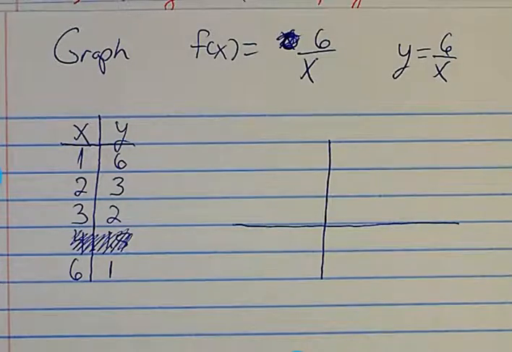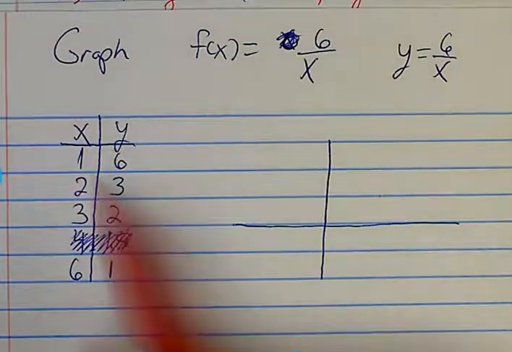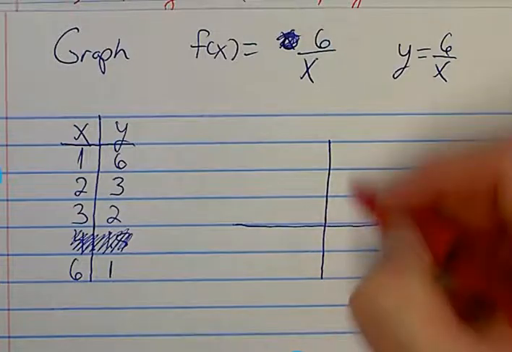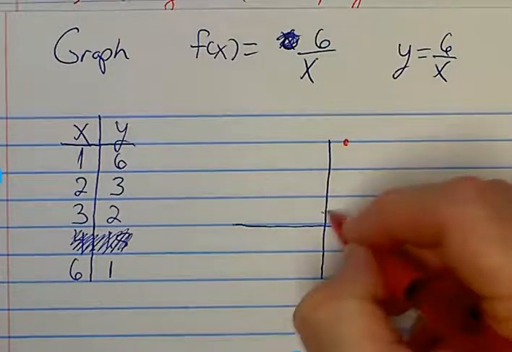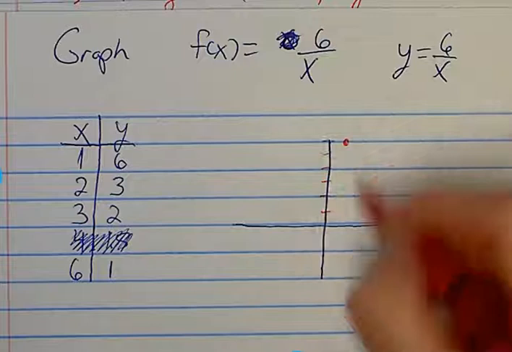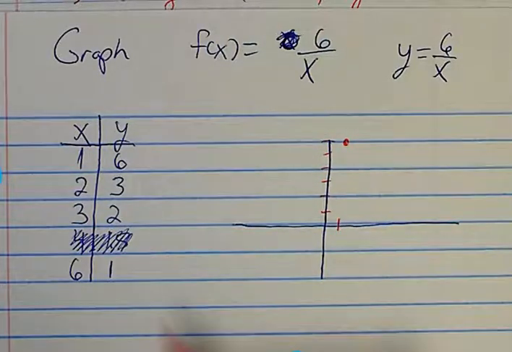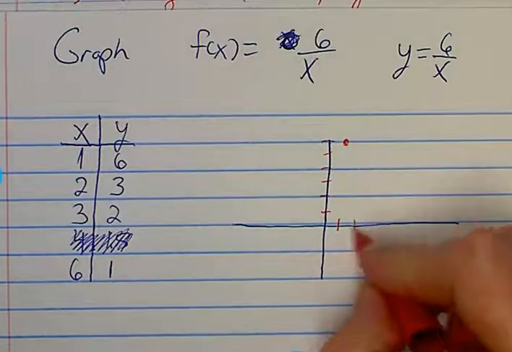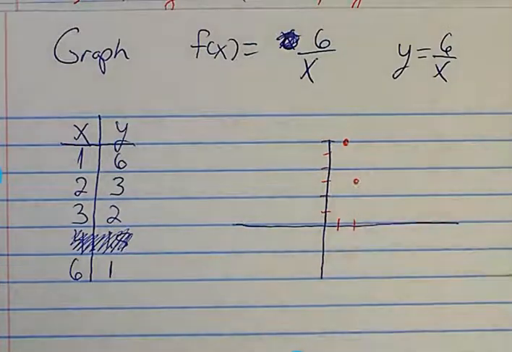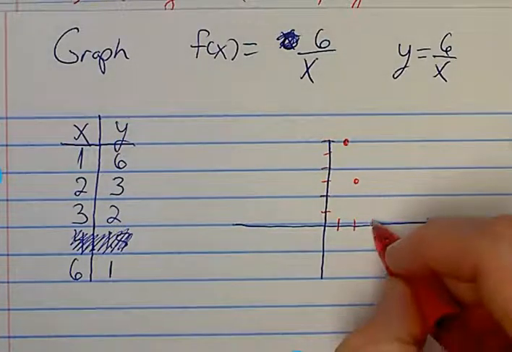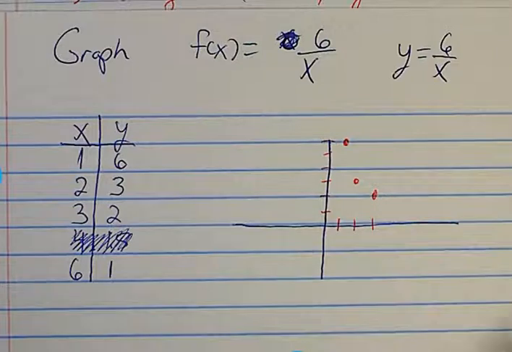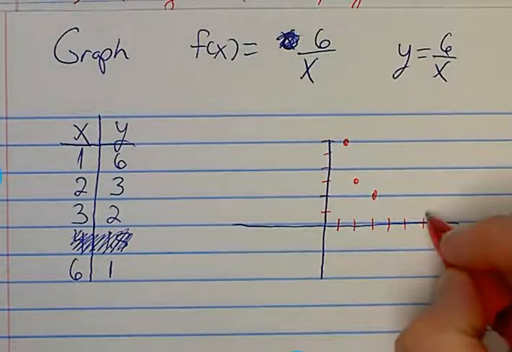Alright, and all you're going to do is just graph those points. This point's at 1, 6, so if we go over 1, up 6, be about there. Next point's at 2, 3, so over 2, up 3. Next one's at 3, 2. We're skipping 4 and 5 because they gave us decimals. When we get to 6, that was 1.